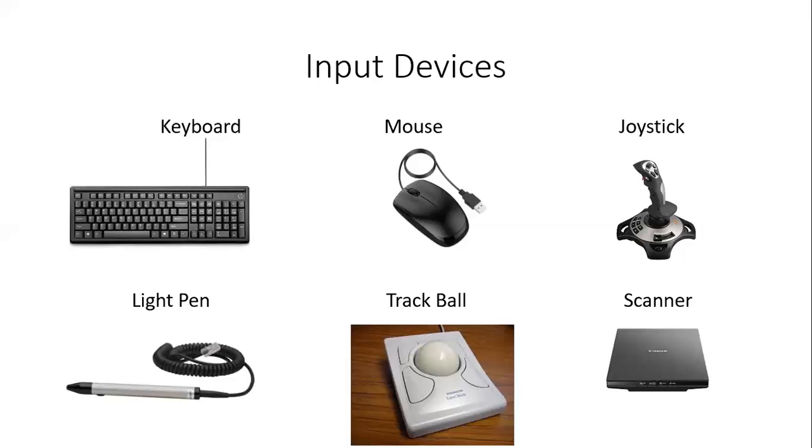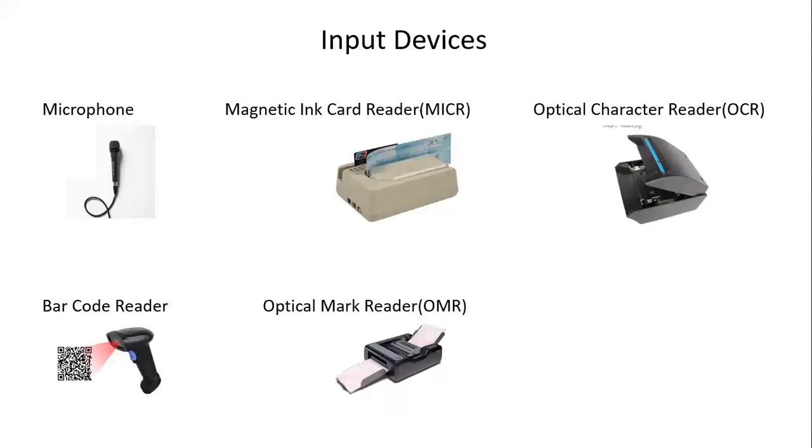The next is scanner. Scanner is an input device which works more like a photocopy machine. It is used when some information is available on a hard paper and it is to be transferred to the hard disk or the computer. So a scanner takes the input of a hard paper which has an image or a document on it, and the same image can be transferred to the computer using a scanner.